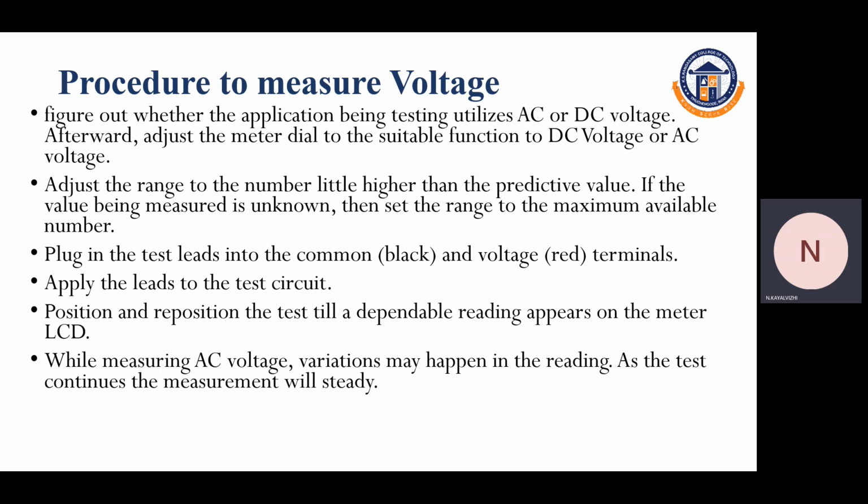And similarly, we have to plug the test leads into the common black terminal, and voltage will be in the red terminal. Apply the leads to the test circuit and reposition the test leads till the reading appears on the meter LCD. While measuring AC voltage, variations may happen in the reading. If the reading oscillates, we have to measure when it saturates or reaches the steady state.